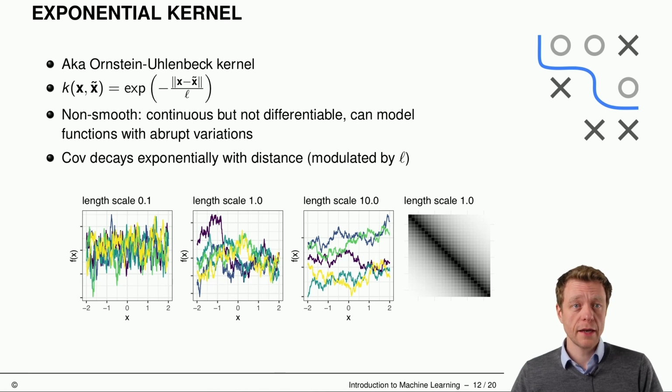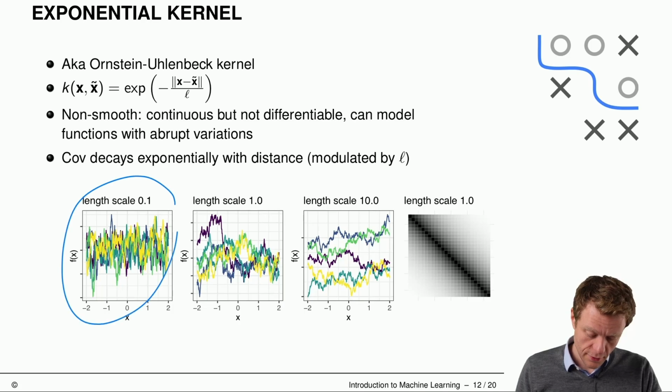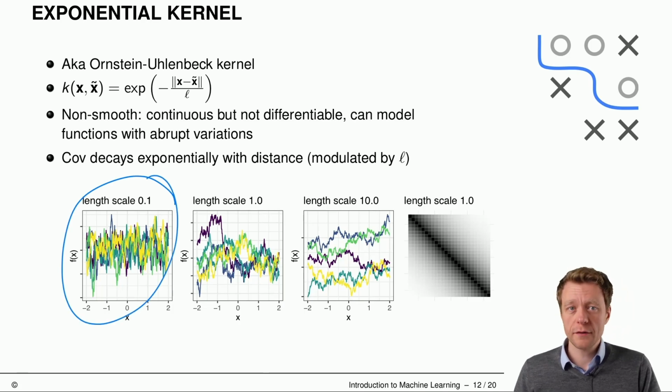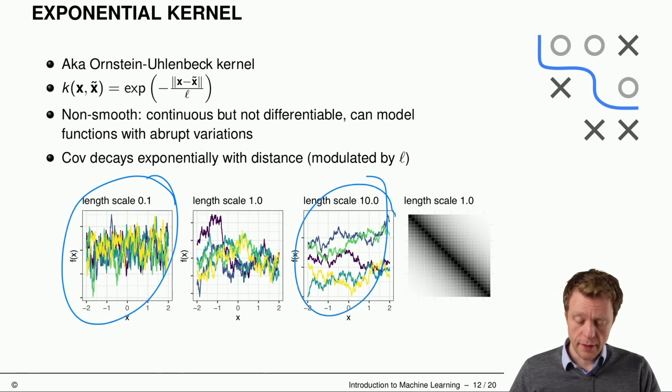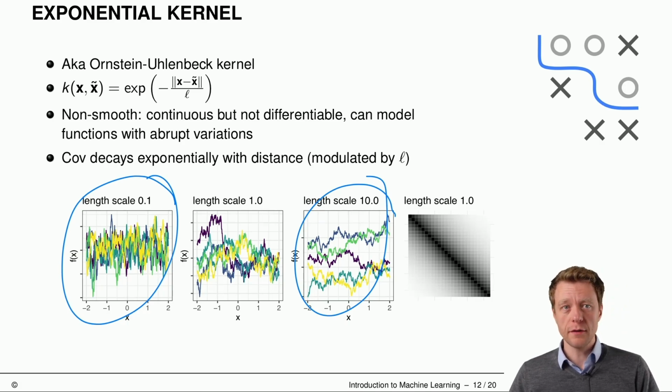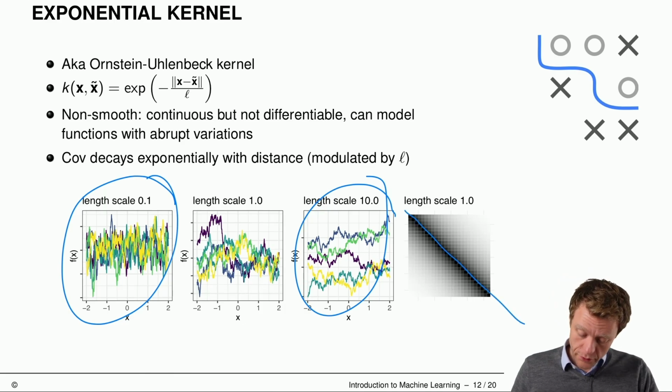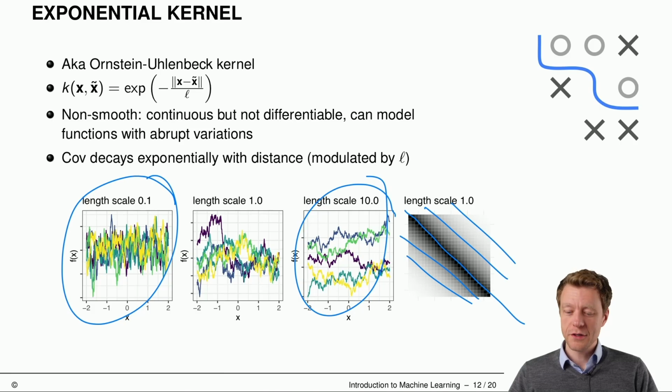The covariance decays exponentially with the distance, and we also have some characteristic length scale which governs the wiggliness or the smoothness. And also here, small length scale means wiggly functions. Large length scale means smoother functions, but in this case all of them are non-differentiable. It's also a stationary kernel, what you can see here, because all these things are parallel to each other.